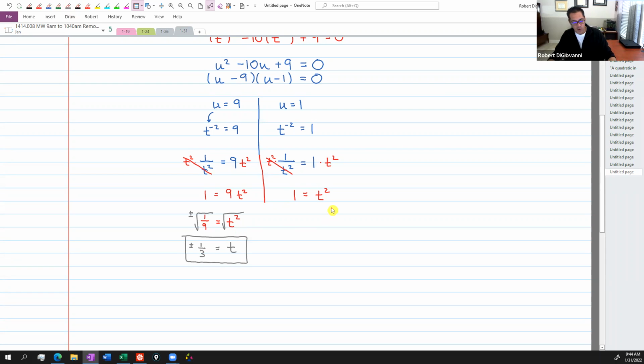And then on the other one, I'm going to do the same thing. I'm going to take the square root of both sides, and I get plus or minus, in this case, 1 is t. Just don't forget that if you take the square root on both sides, you have to do plus or minus.